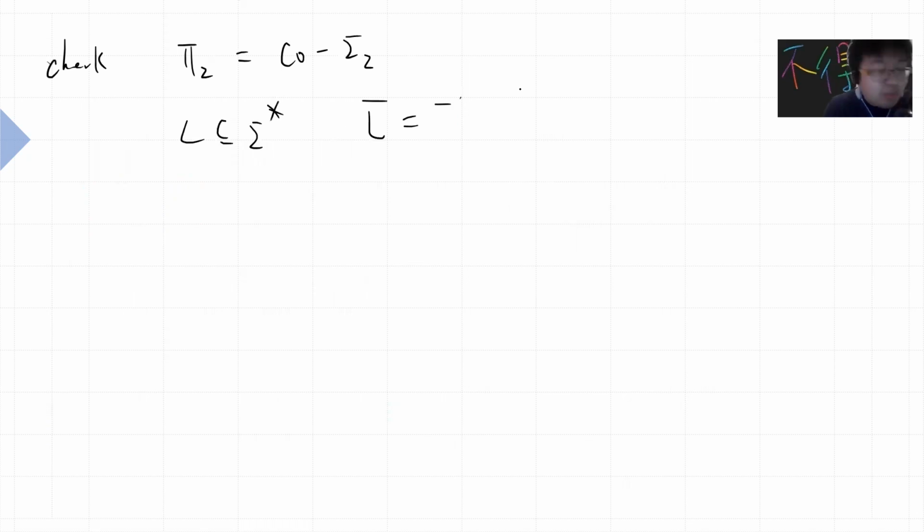Once we have done this, there's also a simple check that pi 2 is actually the co-class of sigma 2. Let me just recall that. Let's say L is a set of languages, and L bar is sigma star minus L, where sigma is all the 0, 1 strings. This is usually called co-L.